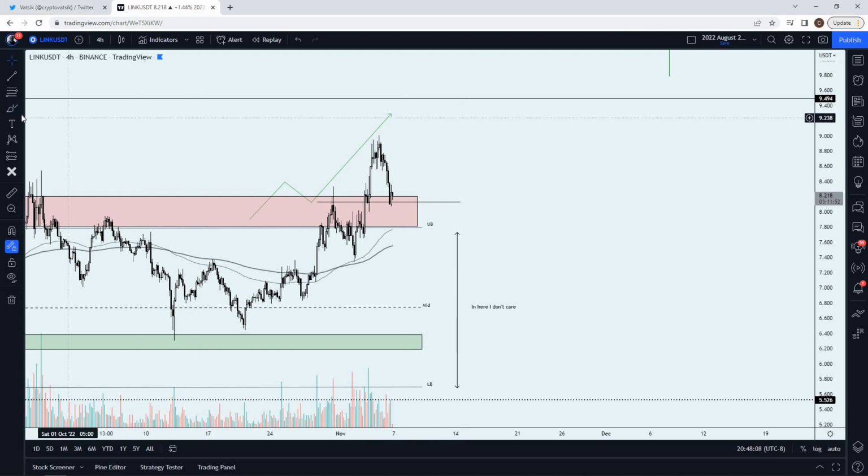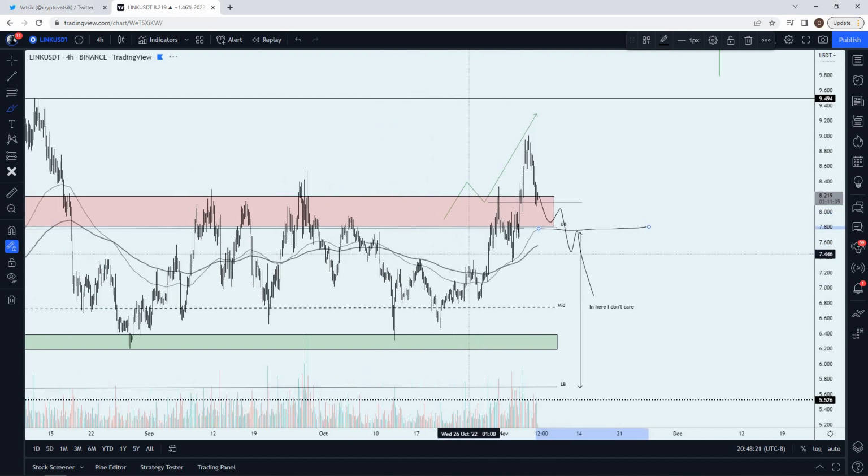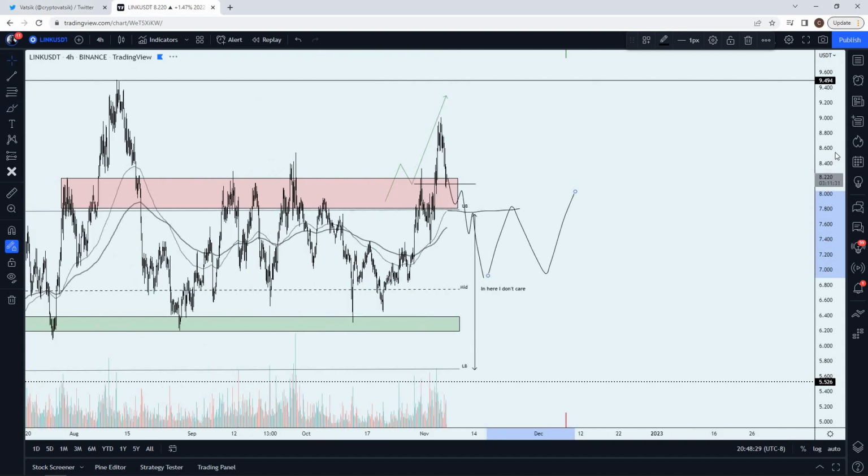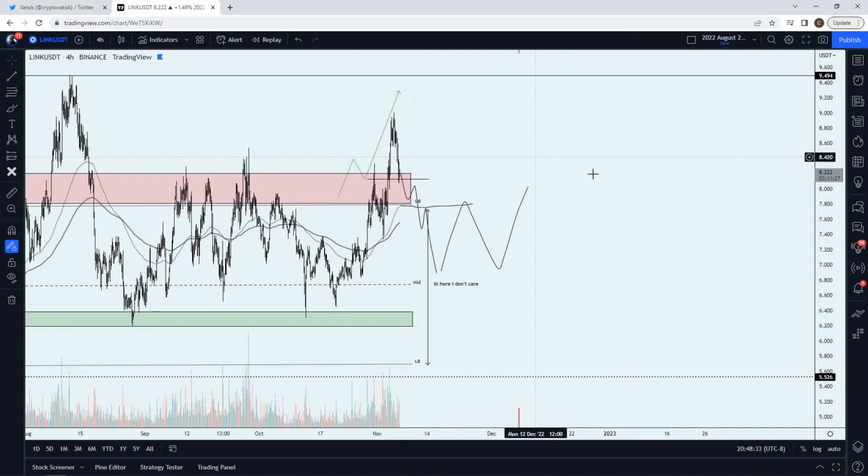If we don't get that and we start to break down and we lose this level, then my expectation would be we just come back inside this range, right? You can see the upper band of this range right here. My expectation would be we just come back into that range and then prolong this area of consolidation and accumulation that we've been seeing for quite some time. Okay, so that's my thoughts.